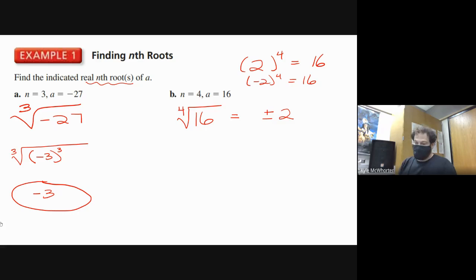So if they asked us on a question like this, if they said find the real roots here, and it was like 4th root of negative 16, there's no number that you multiply by itself 4 times and get something negative. So this one, there's no real roots.